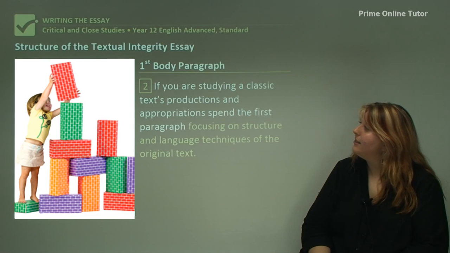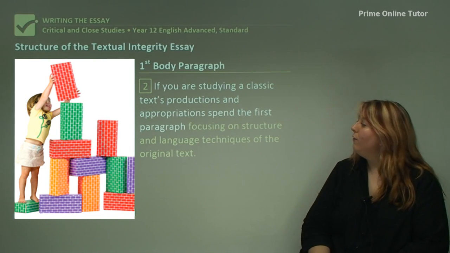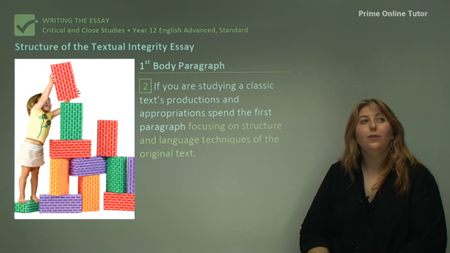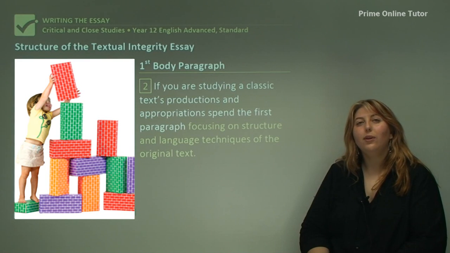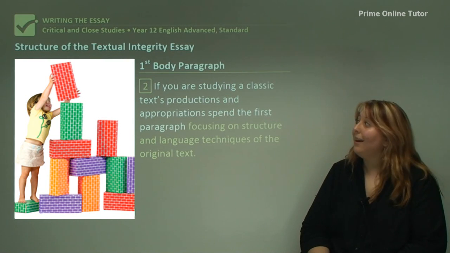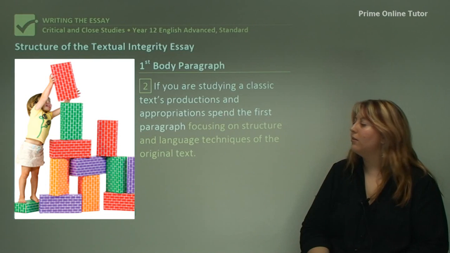If you're studying a classic text, productions and appropriations, you want to spend the first paragraph focusing on the structure and language techniques of the original text. So if you're doing, say, Hamlet, and you're going to talk about different appropriations of it, before you go there, you want to spend some time really talking about that original text. And because when you're looking at productions and appropriations, language is so important, it's probably good to really study the original language of the text.